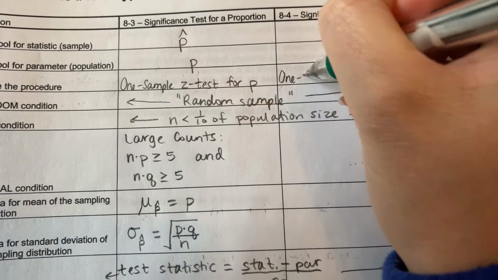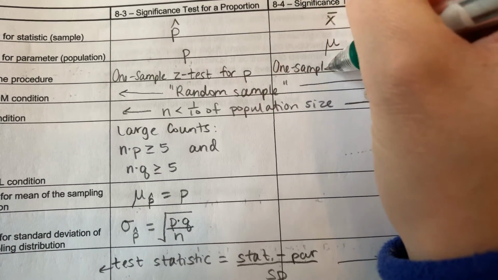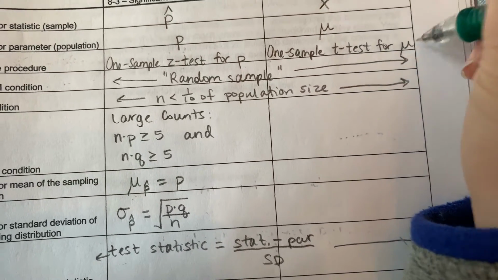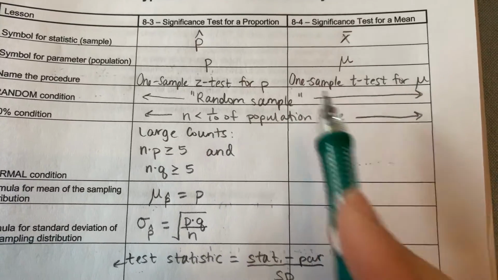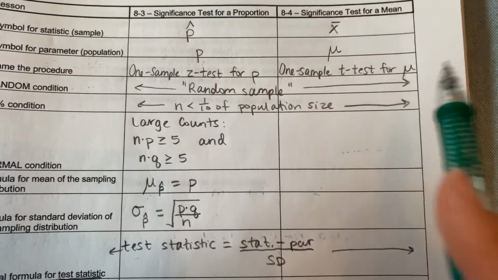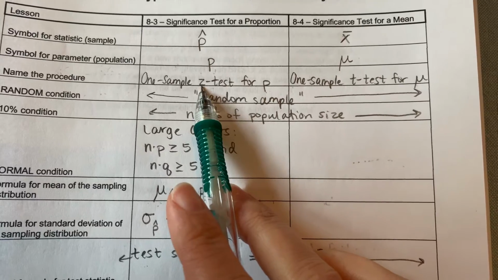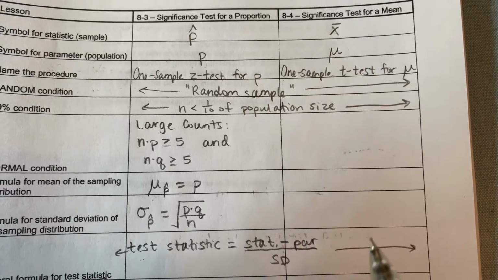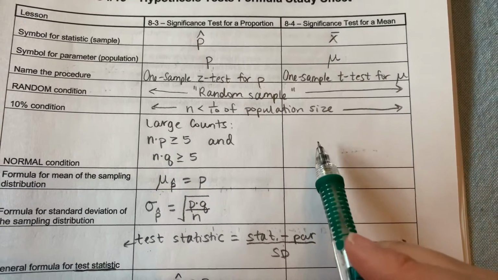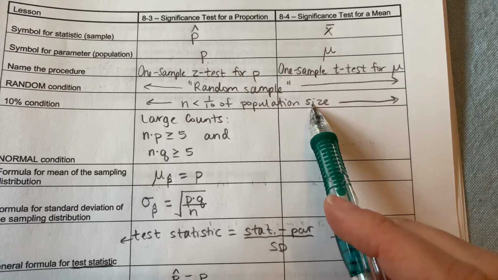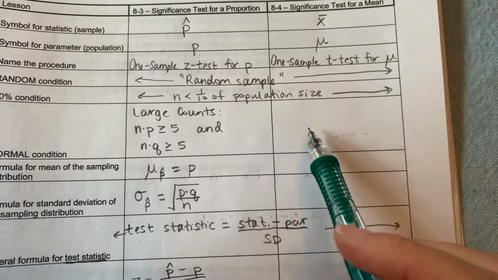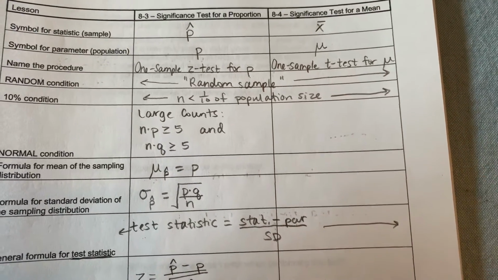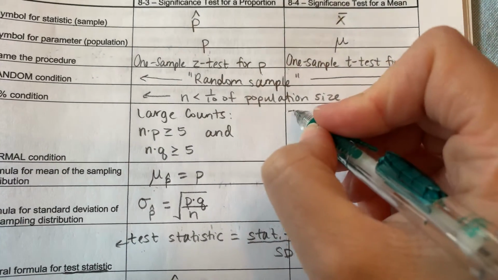So let's fill that in. This is a one sample t-test for mu. Notice the only two differences between the names for proportions and means. Obviously, it's for a proportion and for a mean. And then for proportions, we use the normal curve, so it's a z-test. For means, we use the t-distribution, so it's a t-test. Okay, so then we check our random and 10% conditions the same way as we do with proportions. The normal condition is where things get different, but this is, again, the same as for intervals. So there are those three options.